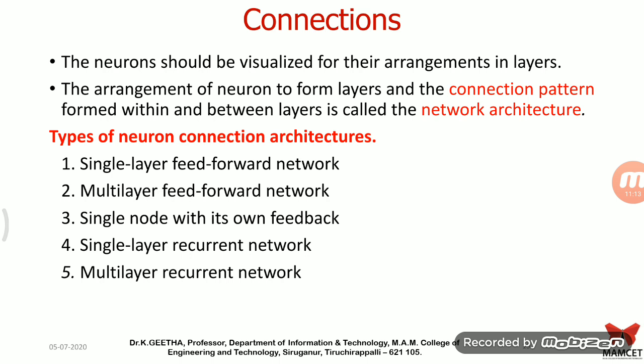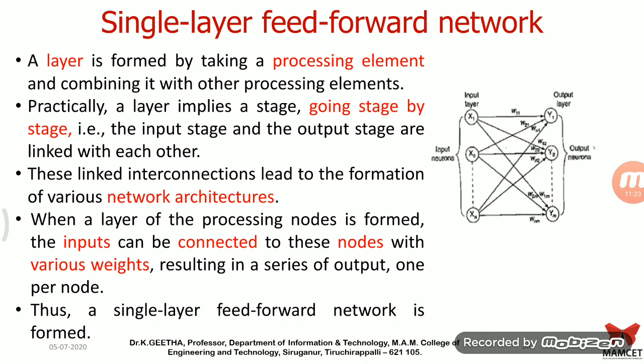And here we have five different types of neuron connection architecture. The first is the single layer feed-forward network, then the multi-layer feed-forward network, single node with its own feedback, single layer recurrent network, and multi-layer recurrent network. In the single layer feed-forward network, the layer is formed by taking a processing element and combining it with other processing elements. Practically, a layer implies a stage, going stage by stage. That is, the input stage and the output stage are linked with each other. They don't have any intermediate layers, so it is known as single layer.